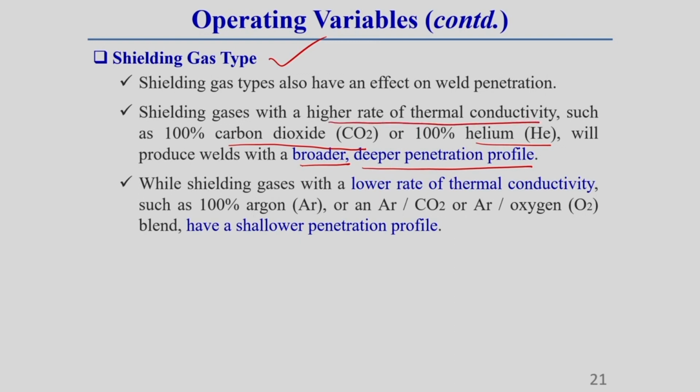So the higher the rate of thermal conductivity, the broader and deeper the penetration we can get. Whereas if we use 100% argon gas, or an argon-carbon dioxide or argon-oxygen mixture, we will generally get shallower penetration, and less than with carbon dioxide or helium gas, because argon has a lower rate of thermal conductivity. What I am telling you is that depending upon the type of shielding gas, the penetration varies.